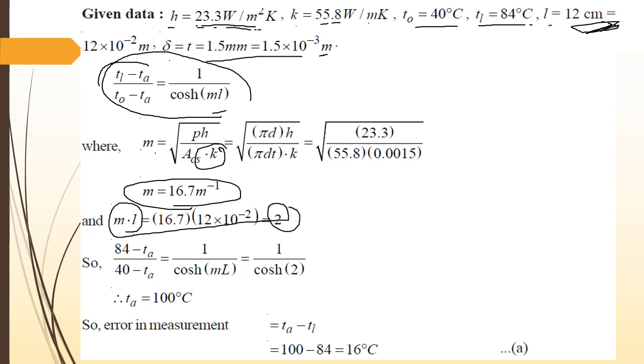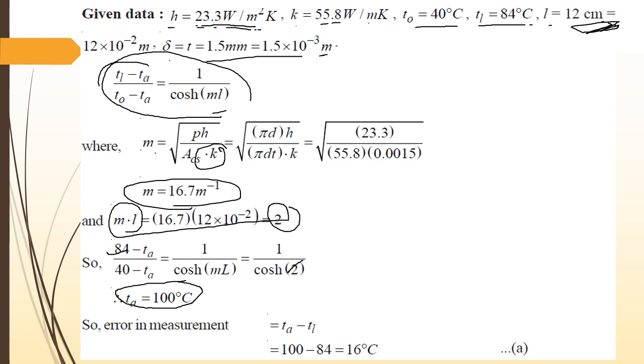So (TL - TA)/(T0 - TA) = 1/cosh(mL), that is 1/cosh(2). TA, that is the temperature of the air flowing through the pipeline, is 100 degrees Celsius, and the temperature indicated by the thermometer, TL, is 84.